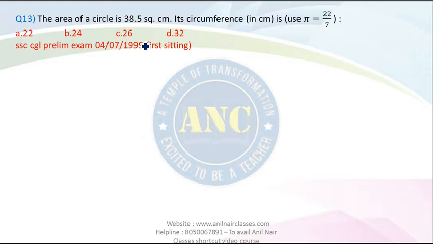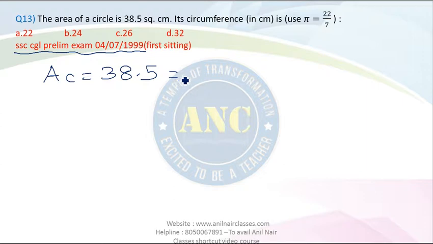Next question, SSC CGL prelims question 1999. Area of a circle is 38.5 square centimeters. I don't like the decimal 38.5. Let us convert it to a fractional value. 77 by 2 is nothing but 38.5, sir.